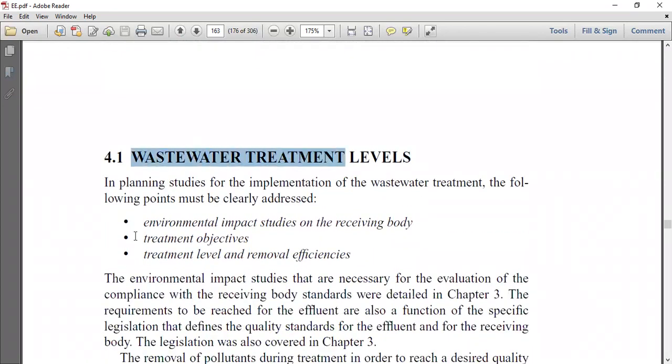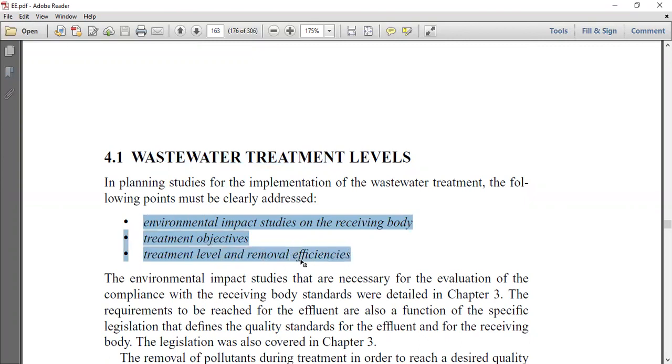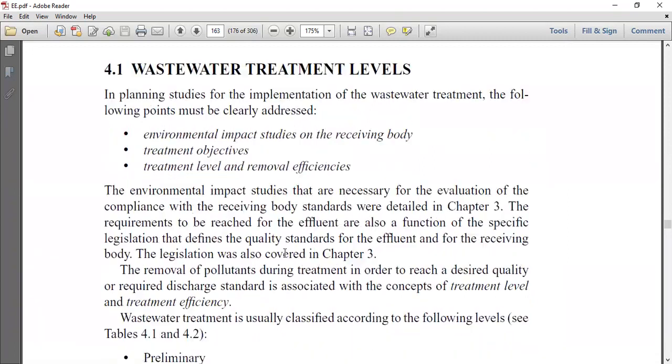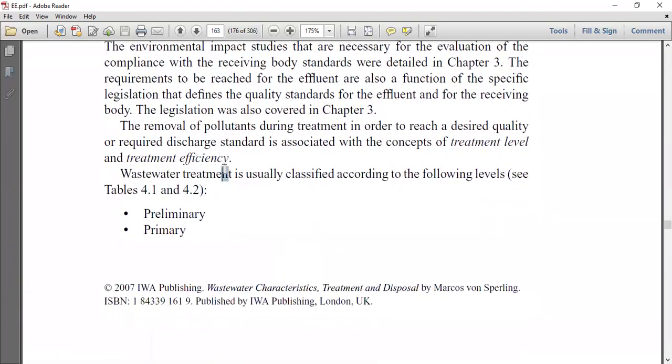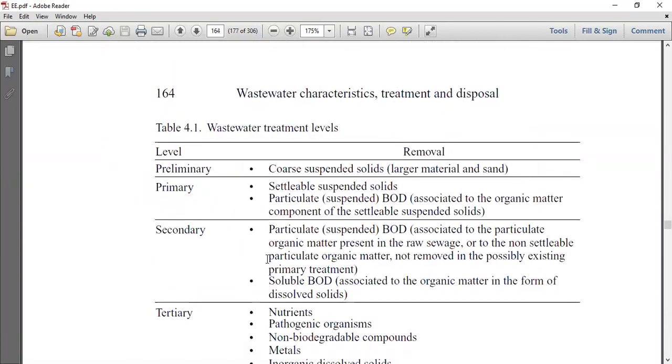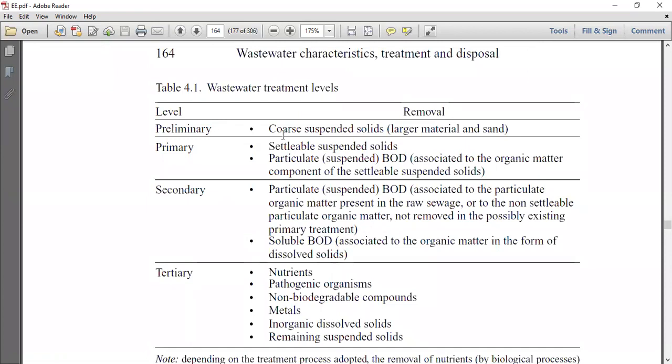Wastewater treatment level. So there are three different types of wastewater treatment. The first is the environmental impact study of the receiving water body, the treatment objective, the treatment level and the removal efficiency. Wastewater treatment is usually classified according to the following levels: preliminary and primary. In the preliminary, coarse suspended solids are removed, large material at the site.